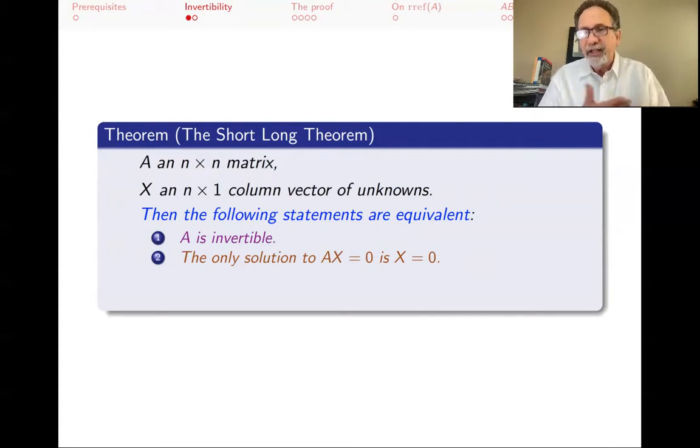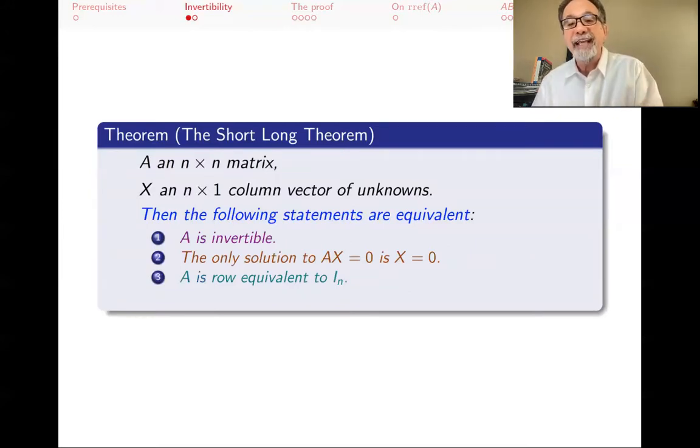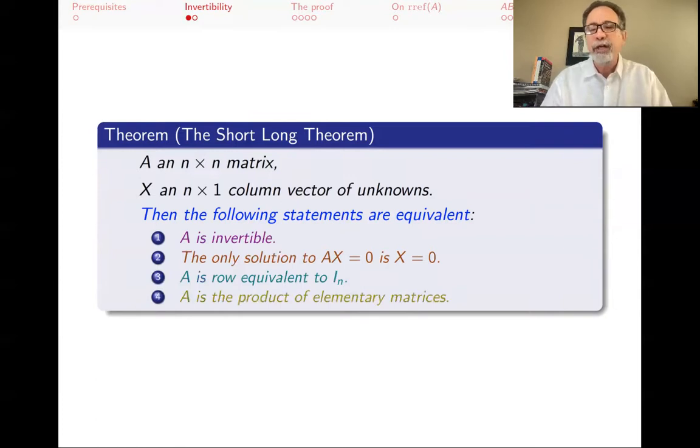So is it or is it not the only solution? It could be or could not be. But if A is invertible, then the only solution would be X equals 0. If the only solution of AX equals 0 is X equals 0, then A is invertible. So that's the second statement. The third statement is that A is row equivalent to identity, meaning that if you start with A and do elementary row operations, you will eventually, if you do it right, get to identity. And the fourth one is that A is the product of elementary matrices.